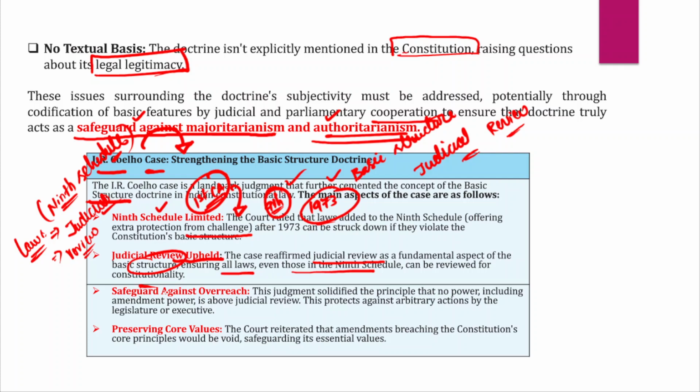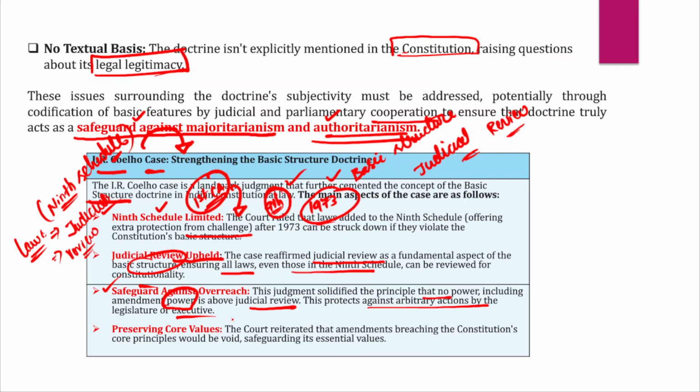And it is even considered as a safeguard against judicial overreach as well, because this judgment has solidified the principle that no power, including the amendment power, is above judicial review. This protects against arbitrary actions by the legislature or the executive as well.